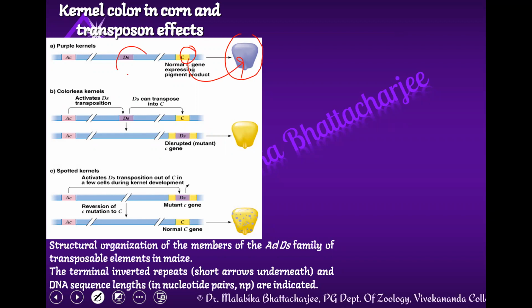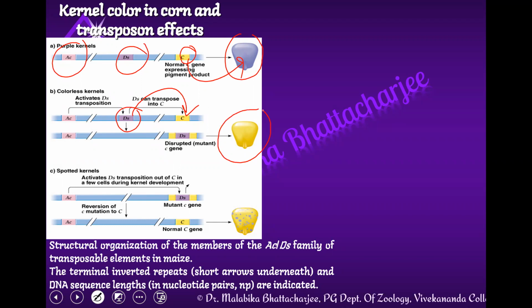Now there is a DS element sitting here and the AC element sitting here. Mind it, the DS element cannot move by itself. It is dependent on the AC element to provide the transposase. Now, what happens if, in the presence of the transposase produced by the AC element, the DS element jumps, as you can see, and it has jumped and inserted itself in between the color gene. So the color gene has become disrupted. As a result of this disrupted mutant color gene, we are getting colorless corn kernels, no color.